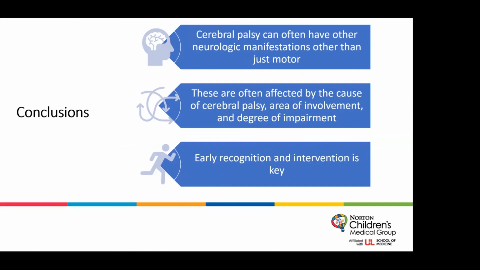So in conclusion, as I talked about, cerebral palsy can have other neurologic manifestations other than motor. So it's important to think about these and screen for these. They're often caused by what type of cerebral palsy, the area of involvement, and the degree of impairment. And then in thinking about treatment, it's important for early recognition and intervention. That is key.